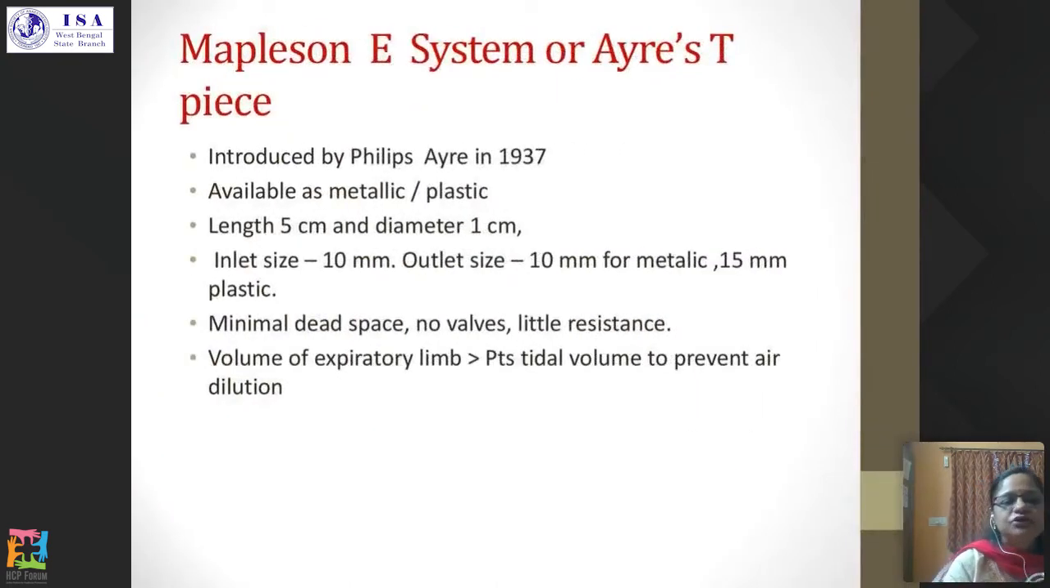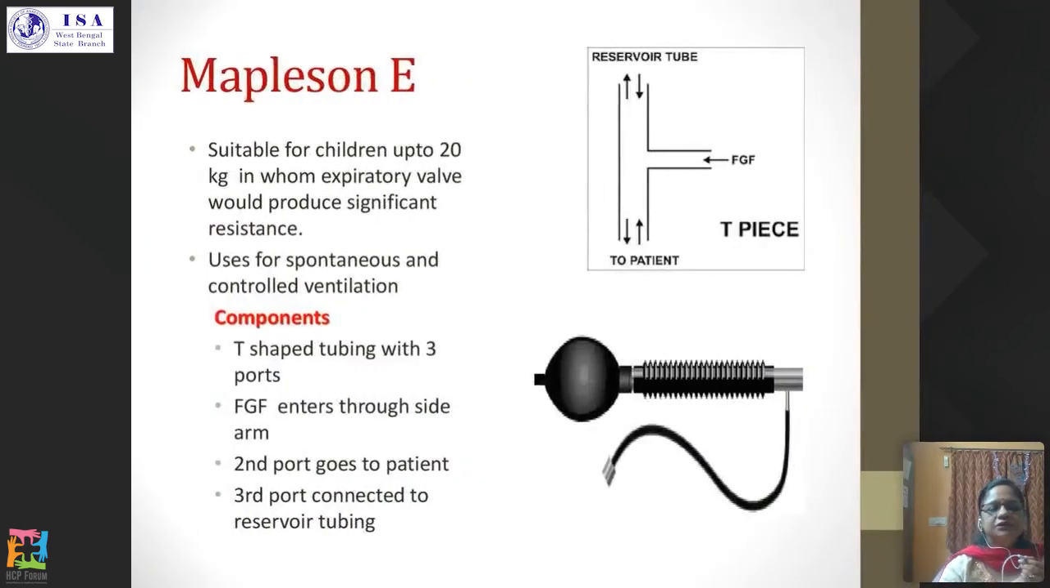Now coming to the Mapleson E system or Ayre's T-piece. It was introduced by Philip Ayre in 1937. It is available in metallic and plastic form. The length is approximately 5 cm and the diameter is 1 cm. It has minimum dead space, no valves, and very little resistance. This is a Mapleson E system, and this is the T-piece.